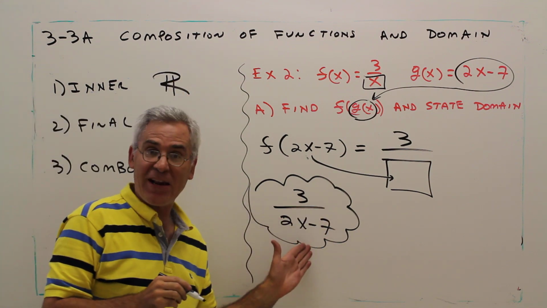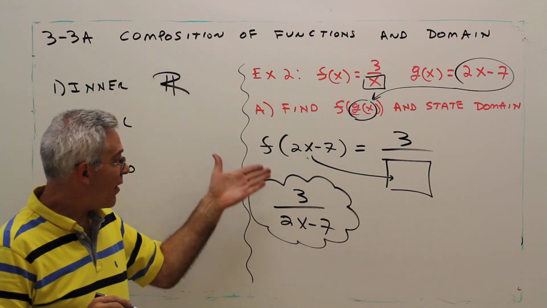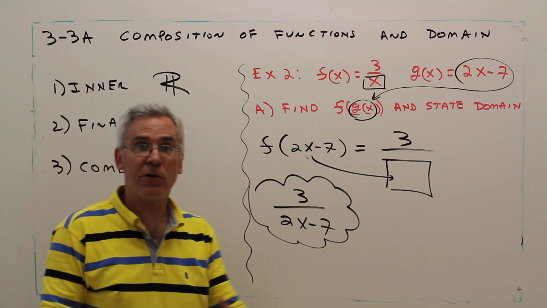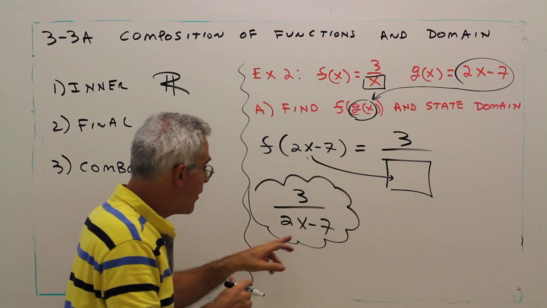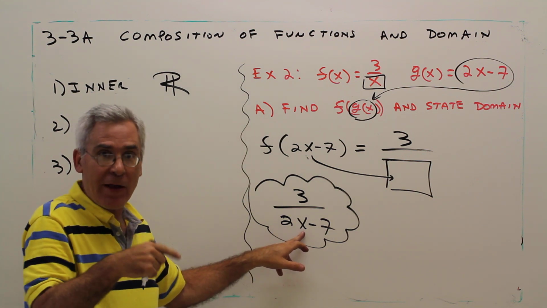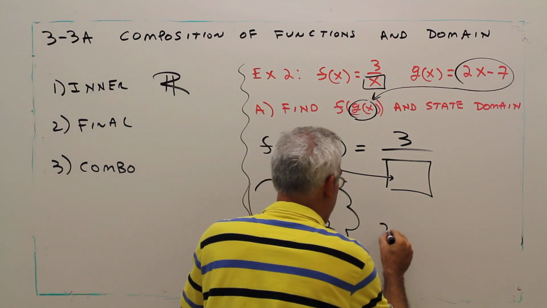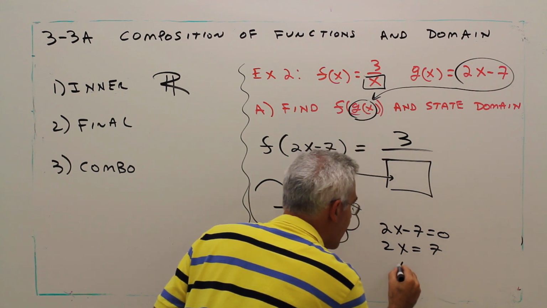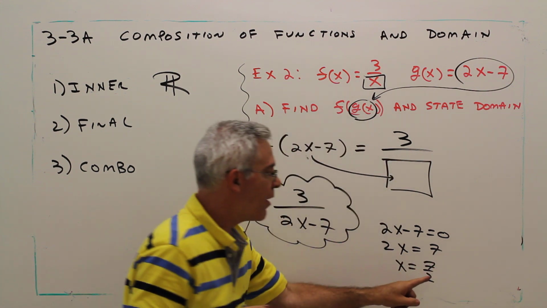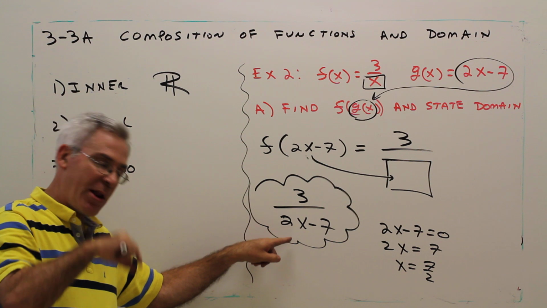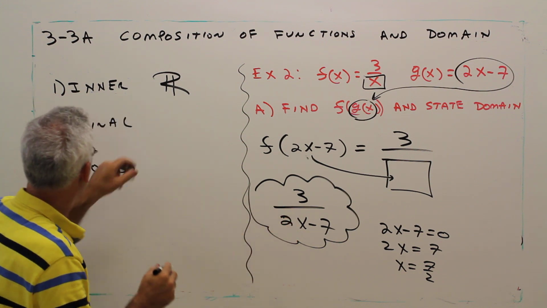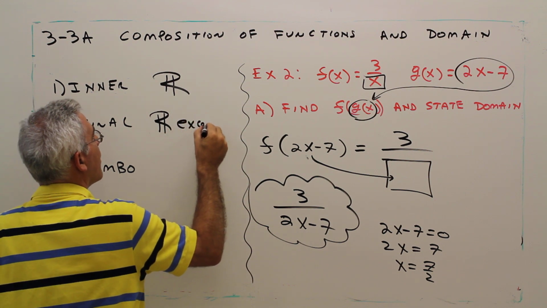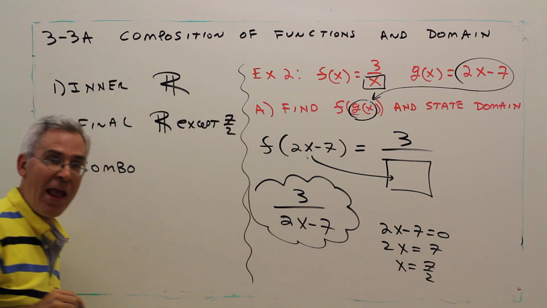Then I go to my final composition, and I ask myself, what's the domain of that? There is some division. It's not that x can't be 0, it's that the denominator can't be 0. So what I'm going to do is set the denominator equal to 0 and find out who the bad x's are. So 2x minus 7 equals 0, 2x equals 7, x equals 7 halves. If x were 7 halves, the denominator would be 0, and that would be bad. So my domain is all reals except 7 halves.